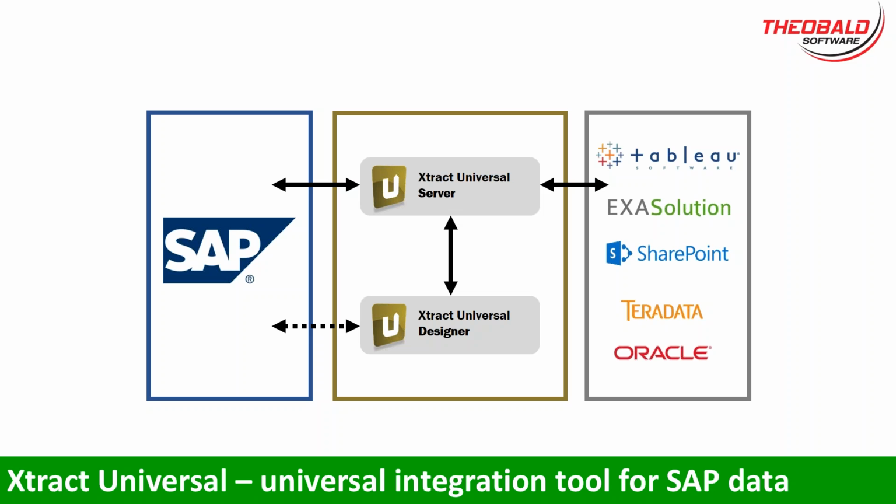architecture. We have an Extract Universal server, which can be installed on a separate server, or also on the server where the destination software is located. And we have an Extract Universal Designer, which can be locally installed on your Windows environment, and which is for configuring or creating the extraction. I'll show you afterwards in the live demo how that works.